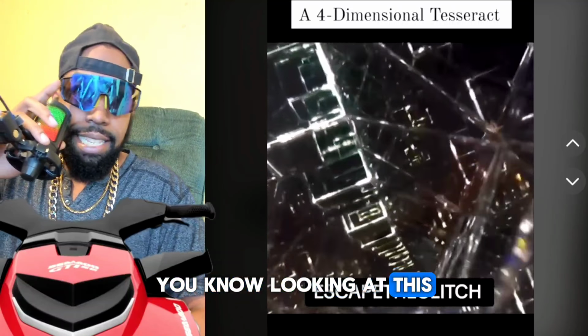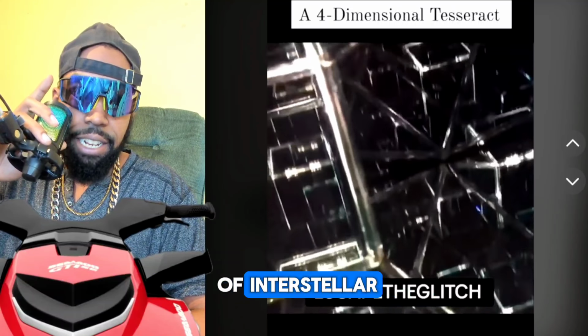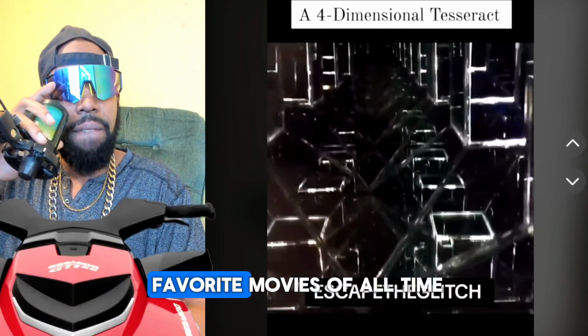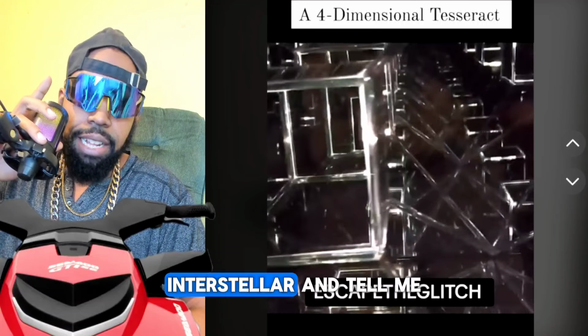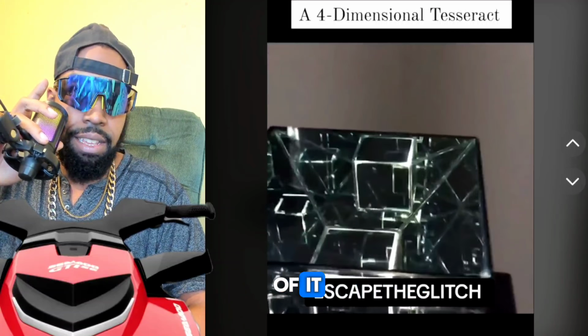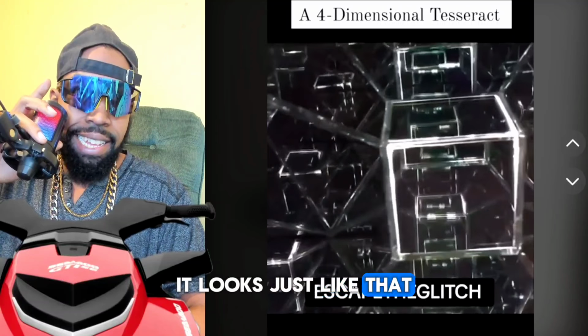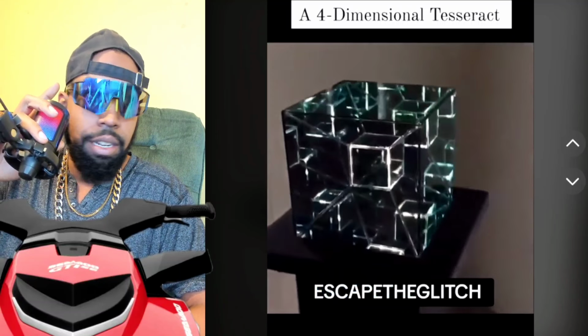You know, looking at this kind of reminded me of Interstellar. Have you guys seen that movie? That's one of my favorite movies of all time, Interstellar. And tell me that's not the inside of it. It looks just like that. Let's dive in a little more.